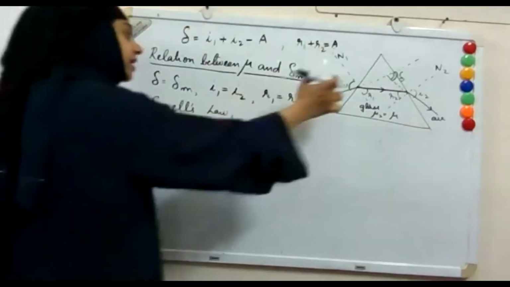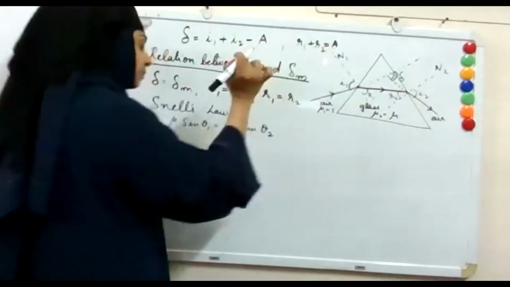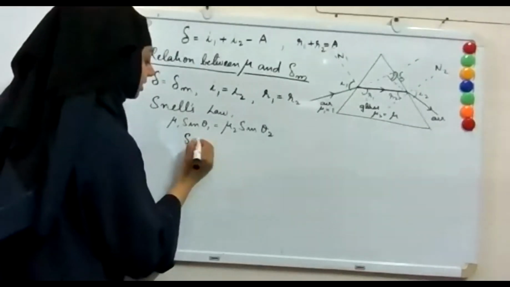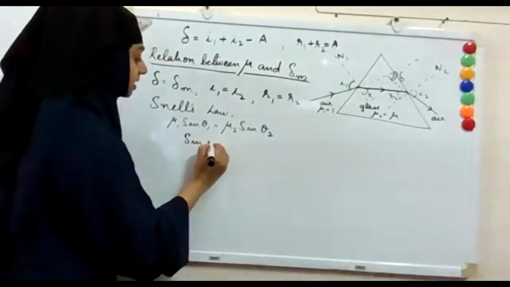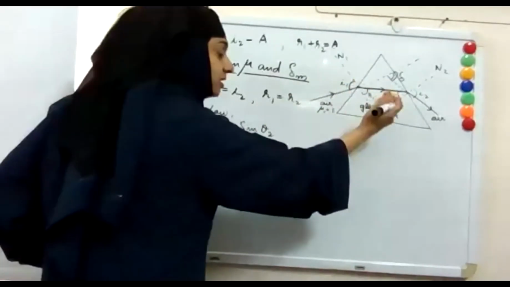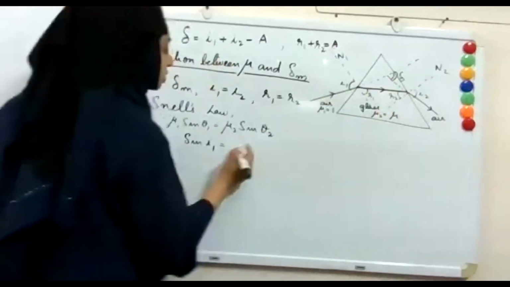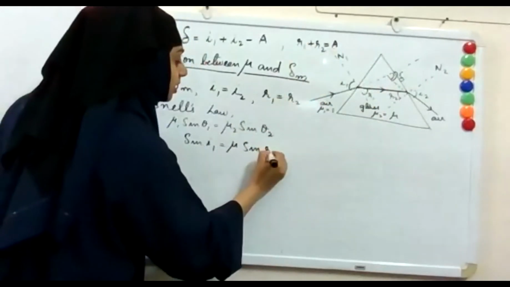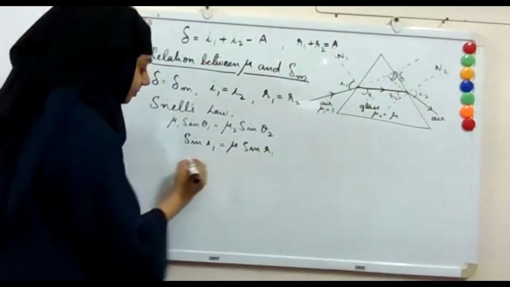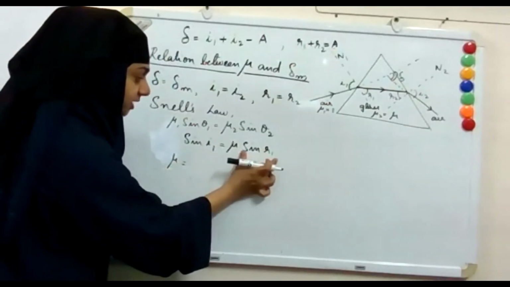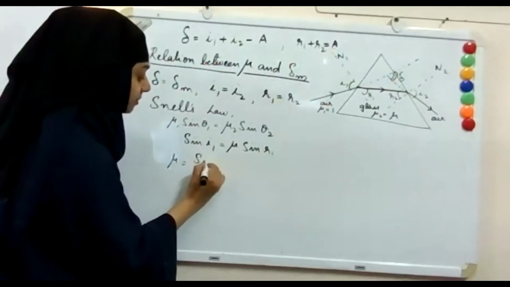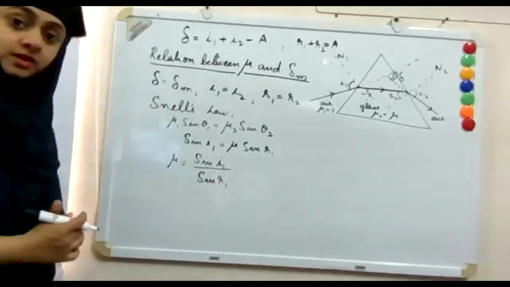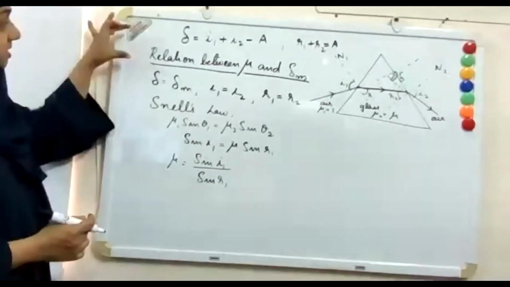So here I am considering the refraction at this point. Mu1 is 1, and sine theta 1 is sine I1, which is equal to, when it enters the prism, mu2 is mu, so mu sine of the angle of refraction, which is R1. So I can write mu is equal to, when I take sine R1 to the side, sine I1 by sine R1. Right?